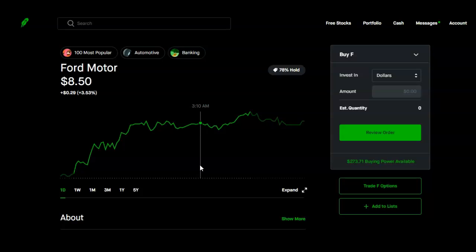So Robinhood is basically, for you guys that aren't aware, a commission-free brokerage that launched several years ago, and basically you can buy options, cryptocurrency, and stocks for free without paying any commissions, guys.